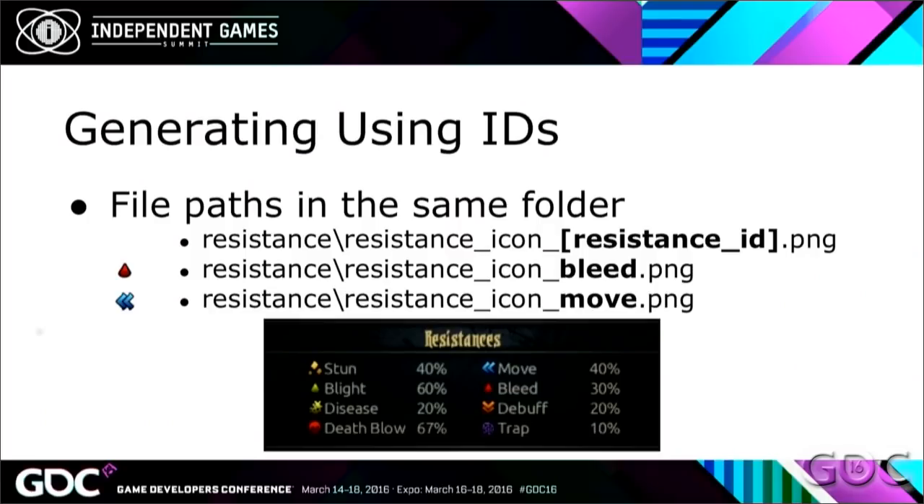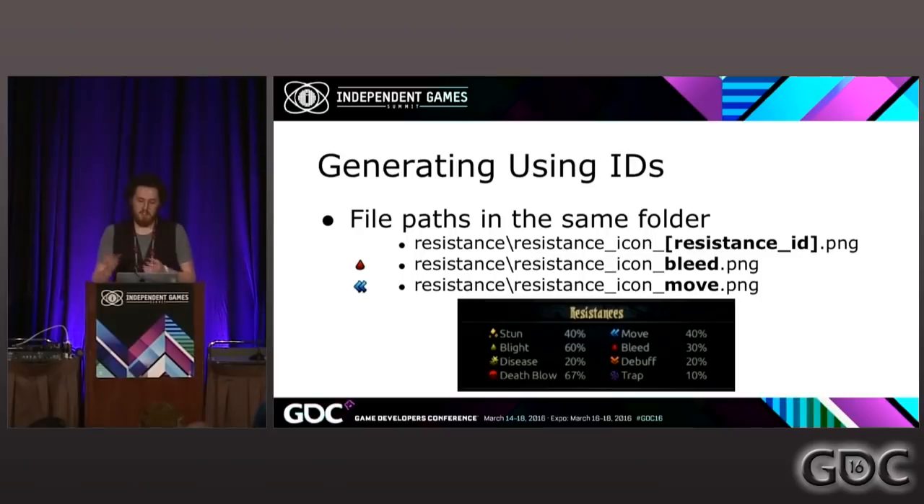An example of this is our resistances. We have 8 resistances in the game that a hero or monster can have, and whenever we'd add a resistance ID, we'd generate a file path based on that ID. Whenever we added a new one, it would automatically show up in the UI, automatically have an icon associated with it, as well as a value for the hero and a localization name. So we can grab all those using those resistance IDs.